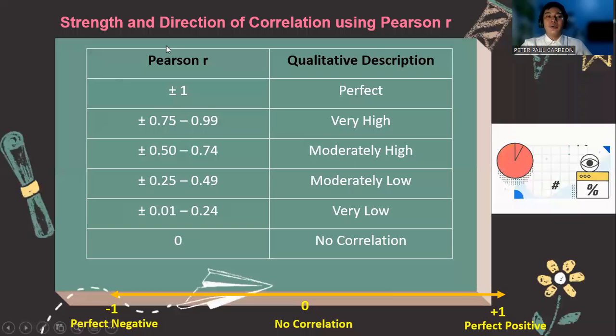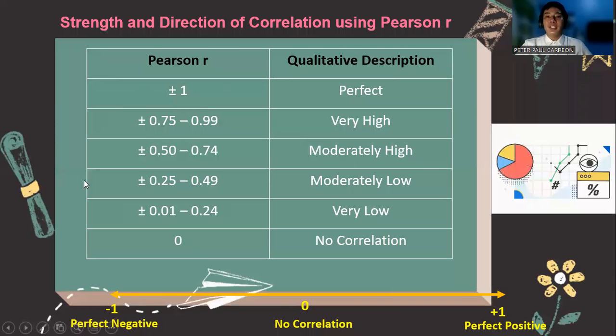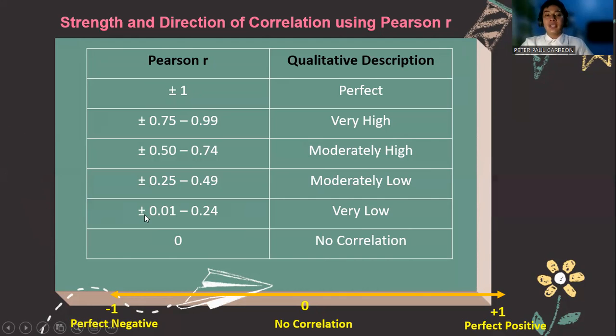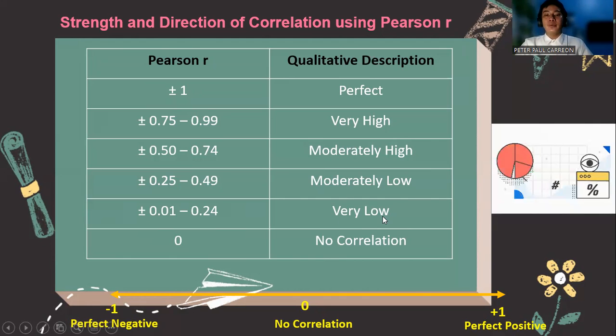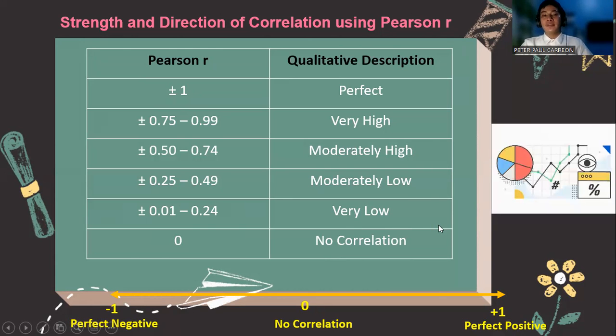Now, this is how we interpret the value of a Pearson R. When you compute for a Pearson R, the value must always be between -1 and 1. If there is no correlation, then that is 0. From 0.01 to 0.24, that's very low. If it is negative, then that is a very low negative correlation, or if it is positive, then it's a very low positive correlation.